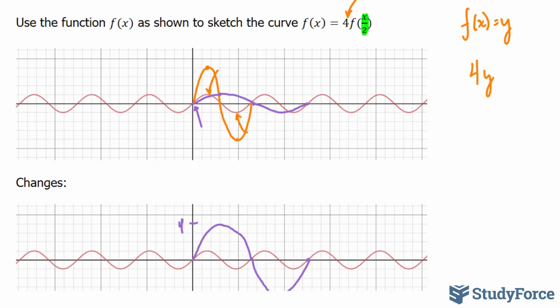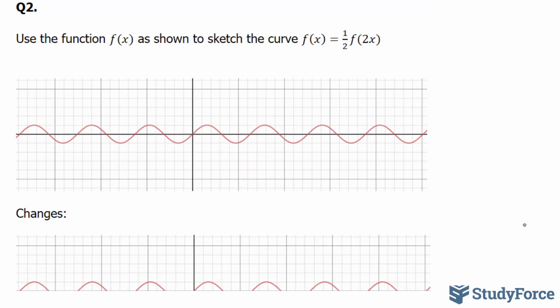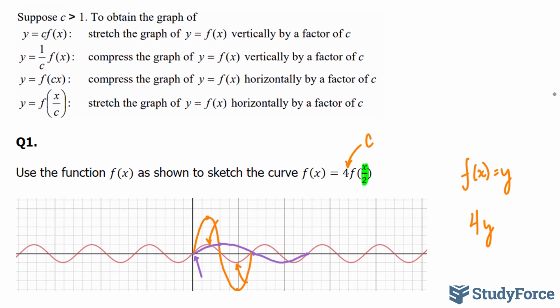Let's move on to question 2. This question asks, use the function f at x as shown to sketch the curve f at x is equal to half f at 2 times x. So let's start off with half. Now if you remember, half describes compressing a graph of y is equal to f at x vertically by a factor of c. So this time we are compressing as opposed to stretching.